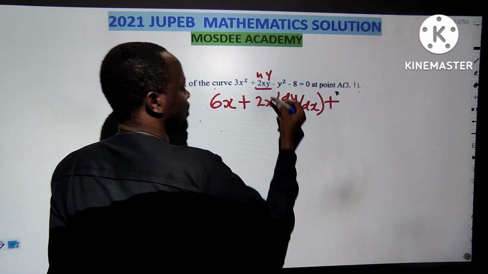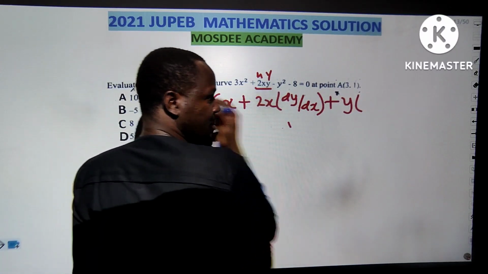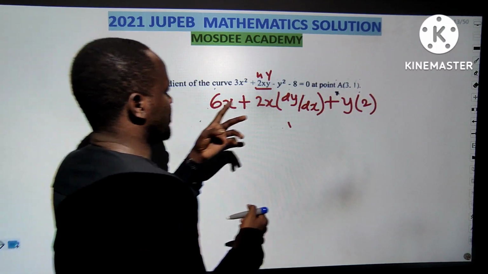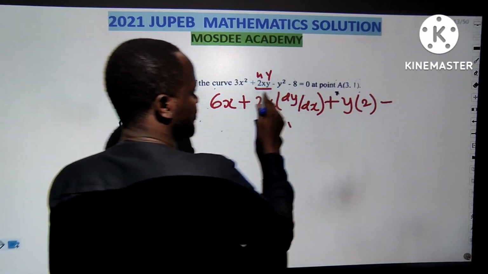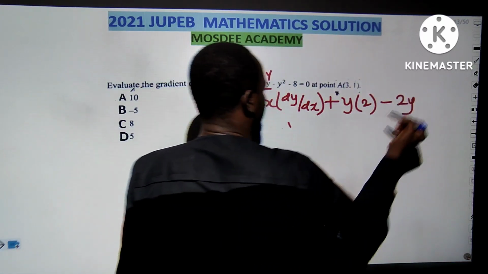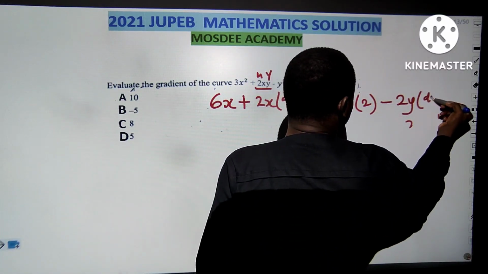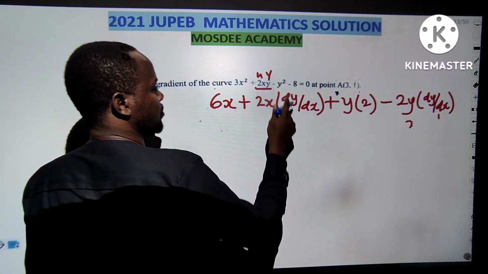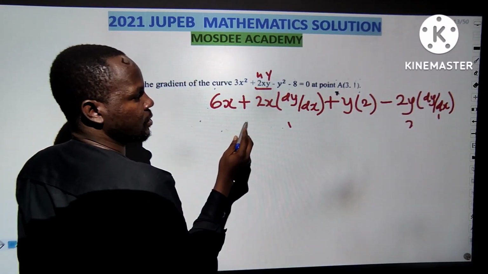Then plus, I will do the other way around. y times, when I differentiate 2x, is 2. I hope you still remember all those things. Then I have another one, minus 2y dy dx. I don't have time, I have to increase my pace. Then minus 8 is a constant, is equal to 0. Nothing to write again. So let's rewrite it.